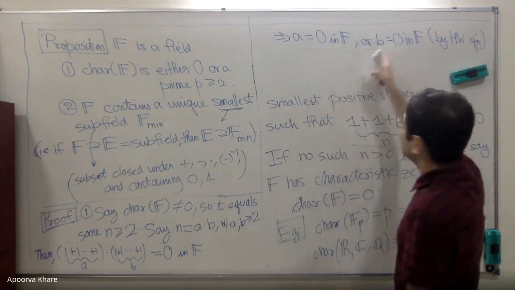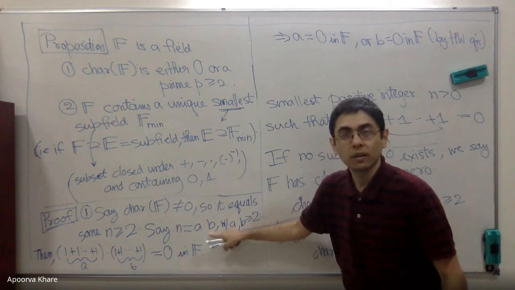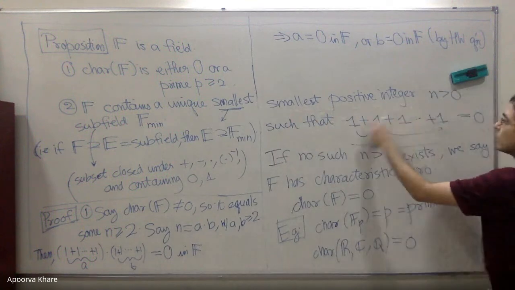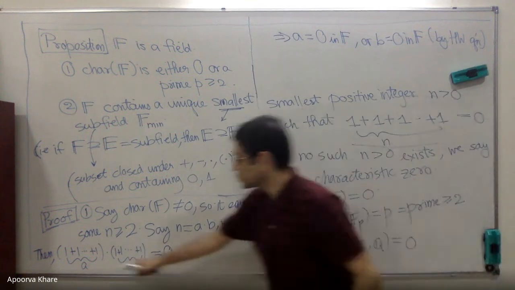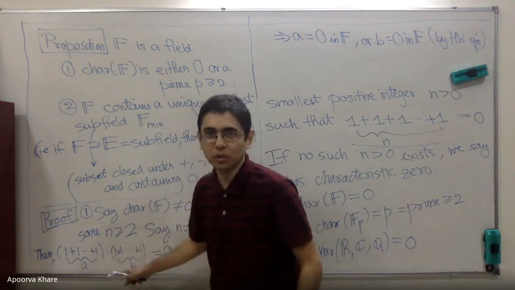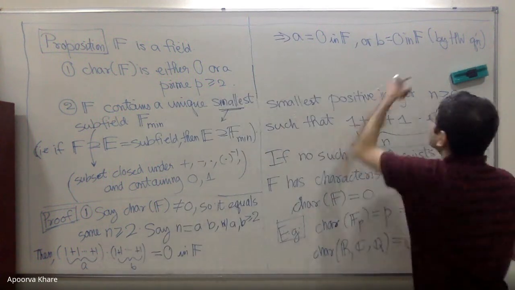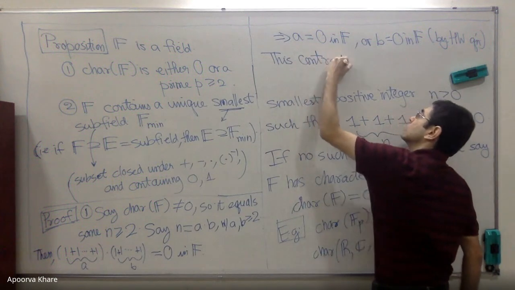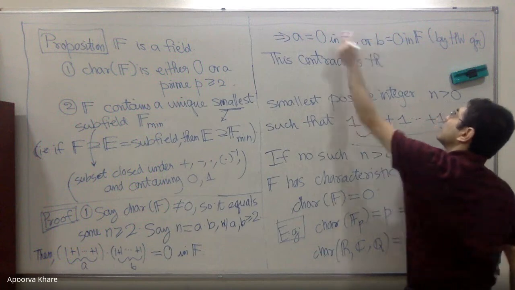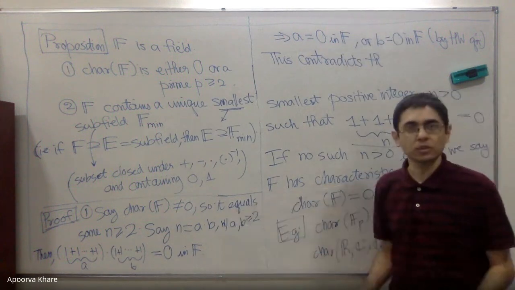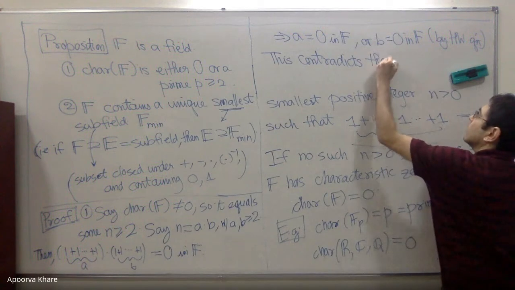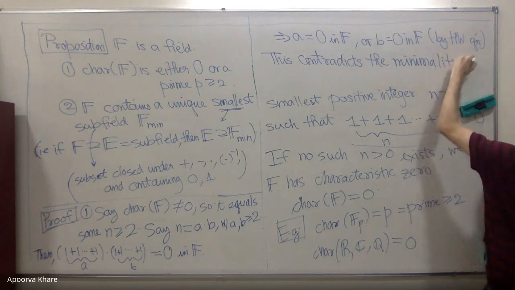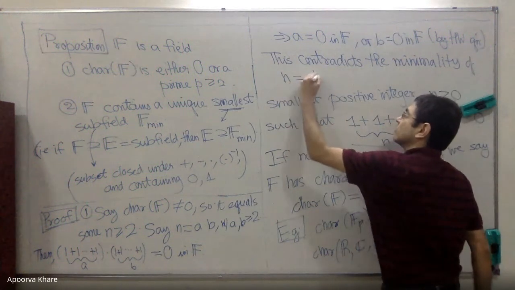But you see, a and b are both strictly smaller. So remember that the characteristic, which was n, was supposed to be the smallest number of ones that added to 0. These are strictly smaller numbers of ones. So they don't add up to 0. Neither of them adds up to 0. So this contradicts the minimality of n. How can either of them be 0? The smallest was this one. That's a contradiction of n, which was the characteristic of the field.